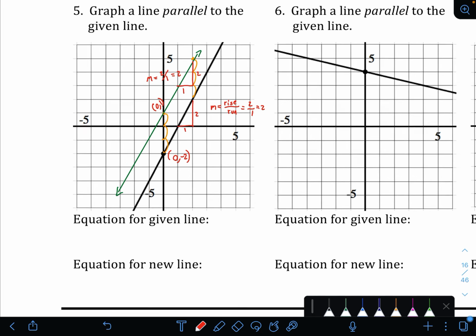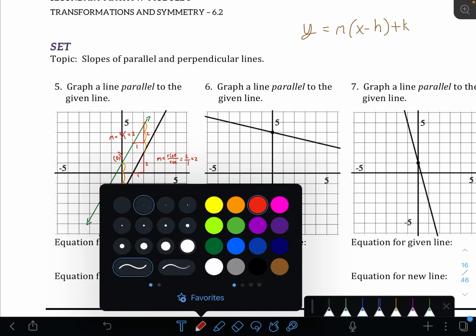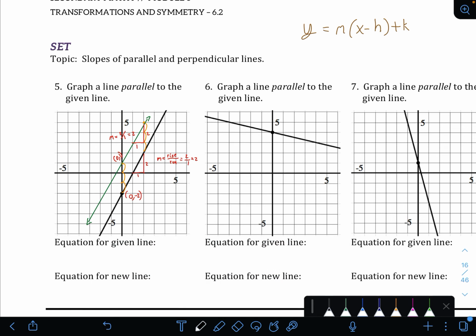So the equation for a given line, let's zoom out so you can see the whole equation again. I'll do this for our original line. That one's in black, so I'm going to keep my writing in black.